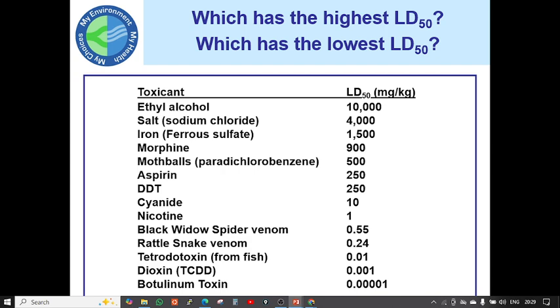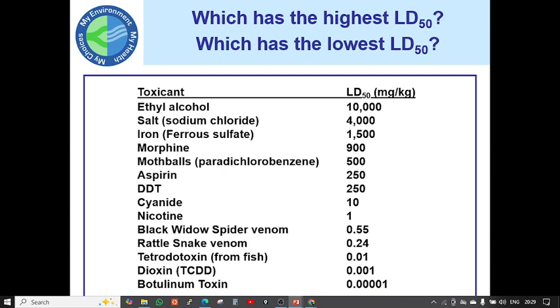If you consume alcohol in small quantity, it does not harm you. So if LD50 is more, that means the substance is less toxic. If LD50 is very low, then the substance is highly toxic. From the top to bottom, see the LD50 is going down, so the toxicity also increases. This is an important parameter. If the lethal dose is more, the substance is less toxic. If the lethal dose is less, then it is highly toxic.